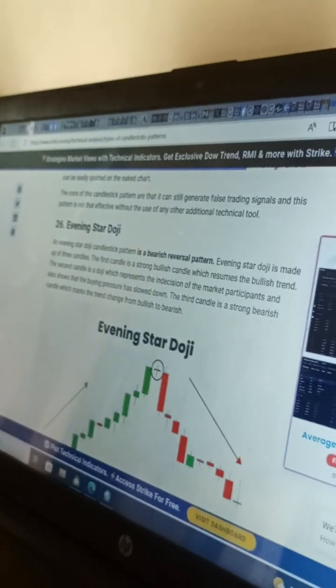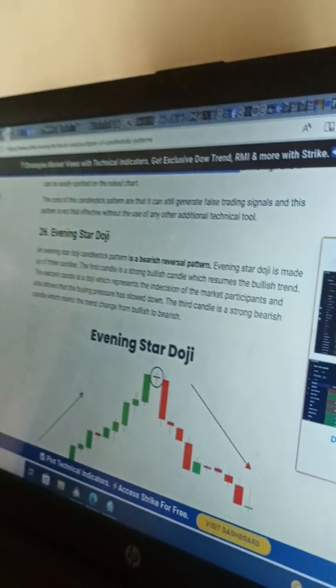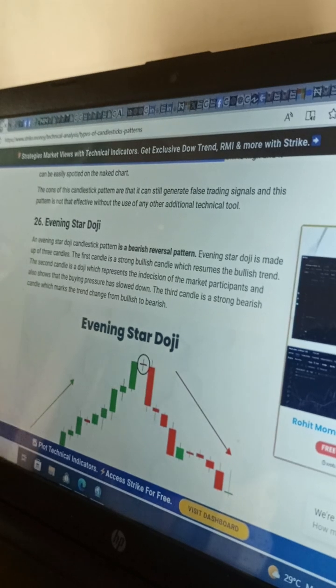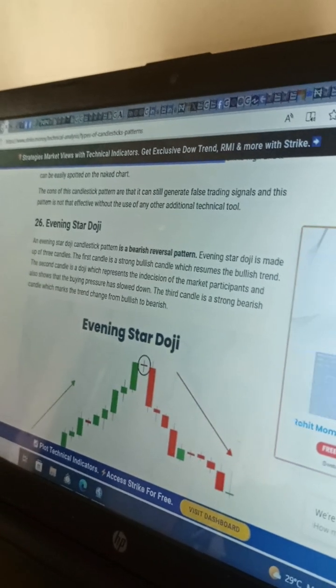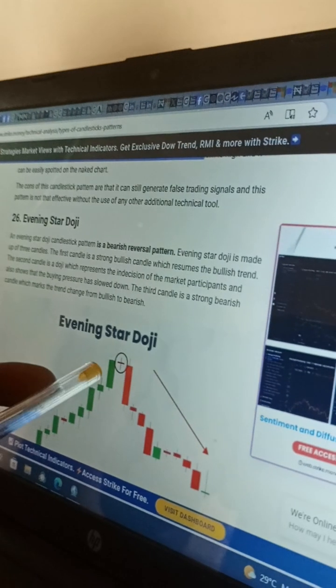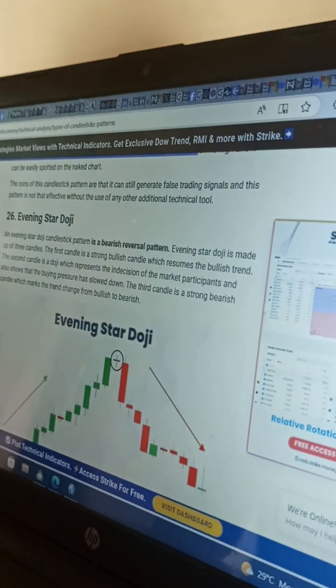So evening star candle, this is what I've been talking about, I've been looking for it. Morning star was to indicate a bullish movement, and it happens at the end of what? A bearish trend. But the evening star doji occurs at the end of a what? Bullish trend. So you can see this is a bullish candle, a doji candlestick, and then a bearish candlestick, which means we're about to go what? Bearish.